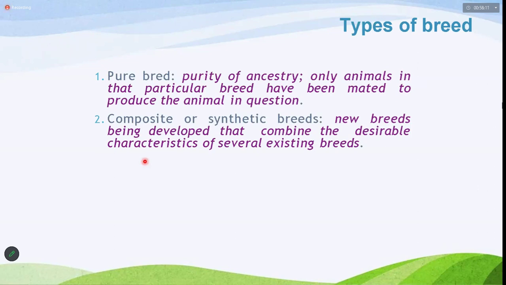So we can divide the breeds into pure breeds and composite or synthetic breeds. Pure breed means purity of the ancestry, which we can identify genetically. Composite or synthetic breeds means new breeds developed that combine the desirable characteristics of several existing breeds.